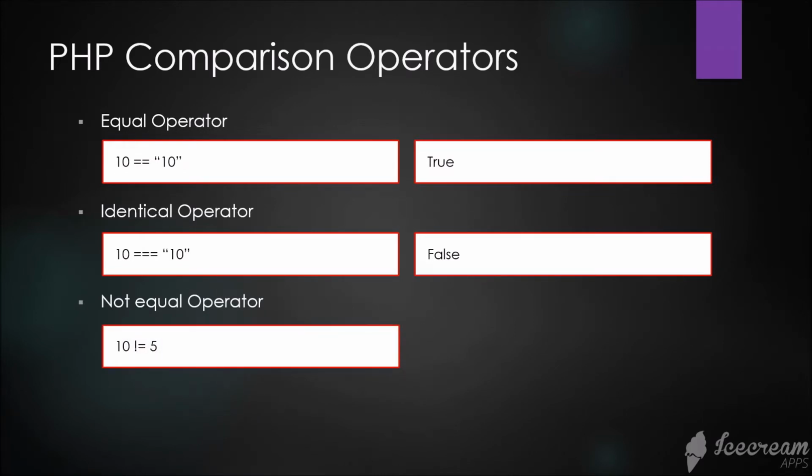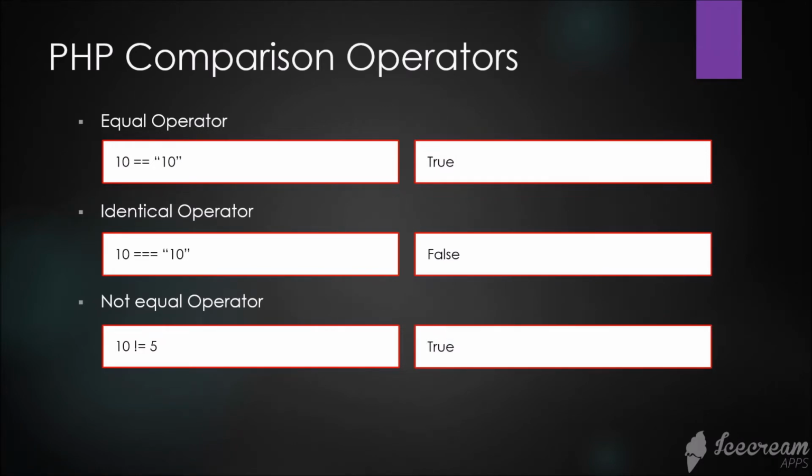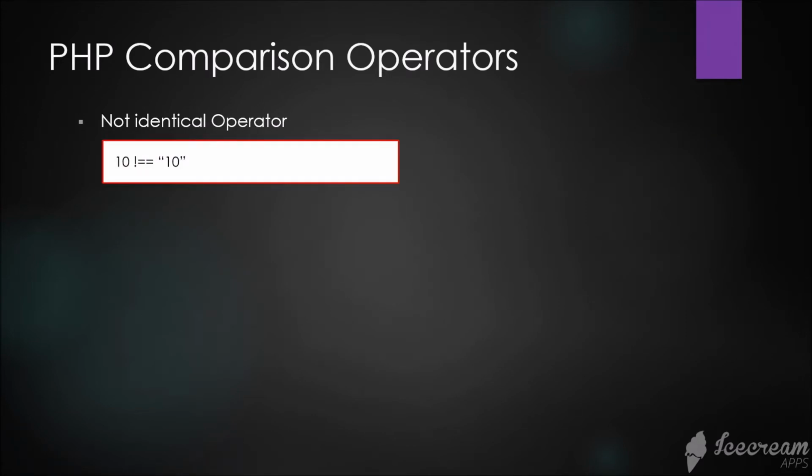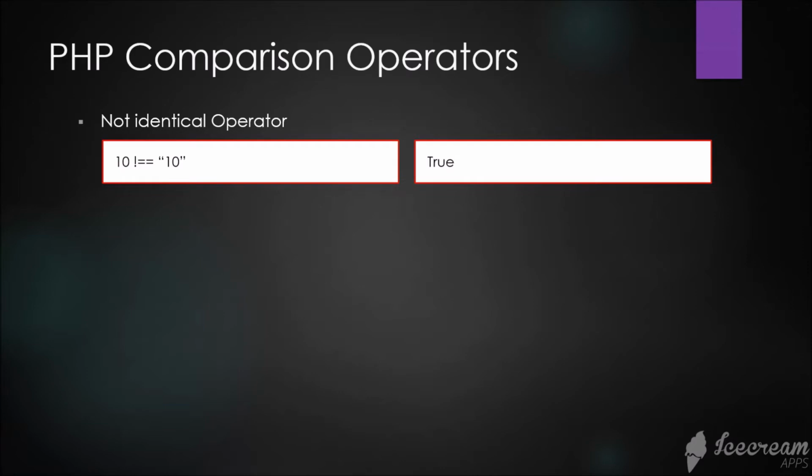So 10 is not equal to 5. True or false? The answer will be true. The next is not identical. 10 is not identical to "10". True or false? The answer will be true. Okay, so 10 is an integer, while this one is a string. So basically, they're not identical, although the values are equal. In the data type, they're not equal, so our answer became true.